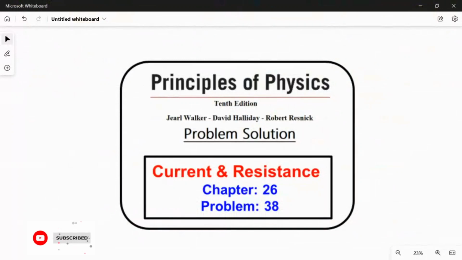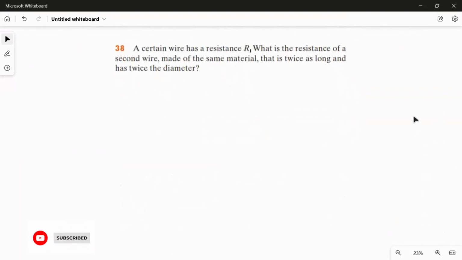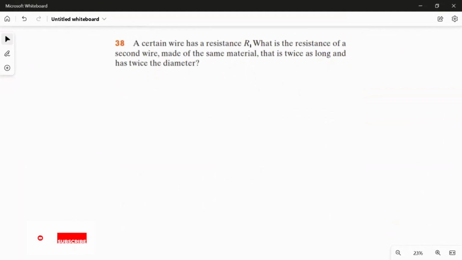Problem 38 from chapter 26. A certain wire has a resistance R1. What is the resistance of the second wire made of the same material that is twice as long and has twice the diameter? Here we are going to find the resistance of the second wire.